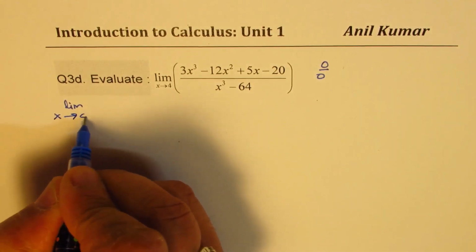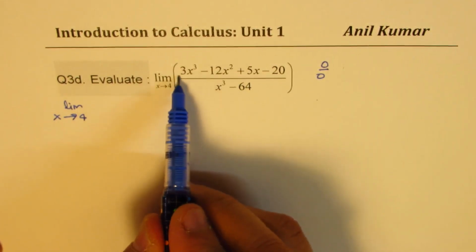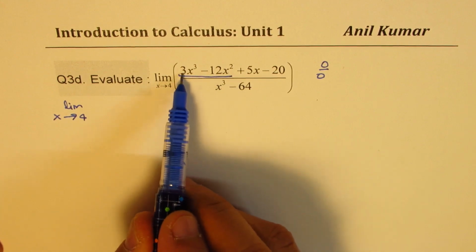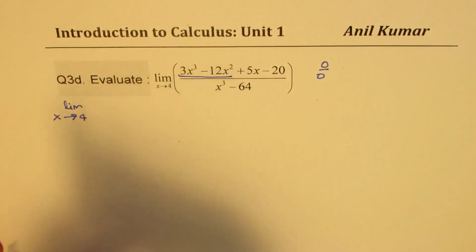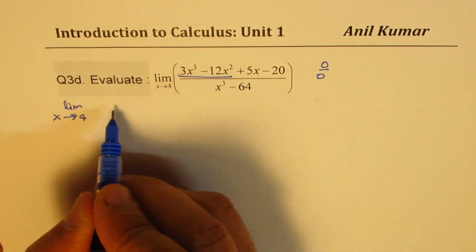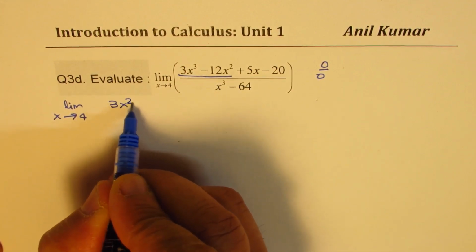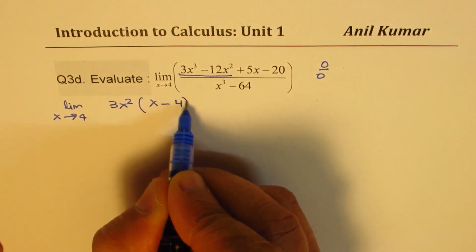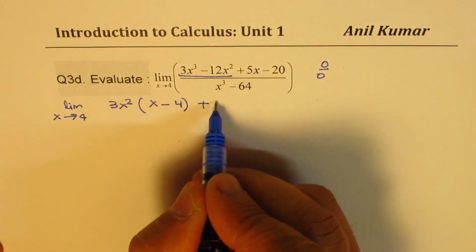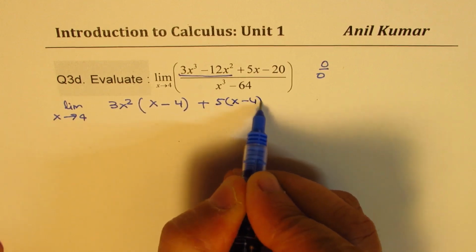So we get limit x approaches 4. The numerator, you can see that these two terms have 3x squared common, and this has 5 common. So let's do that. So we could write this as 3x squared, and in the bracket we get x minus 4. Here if I take 5 common, we get x minus 4.